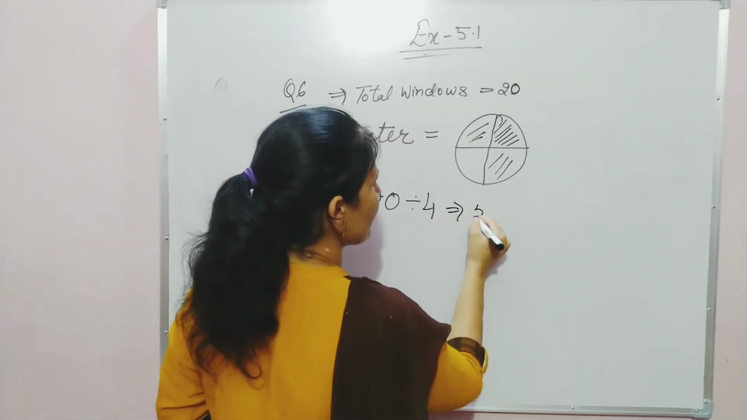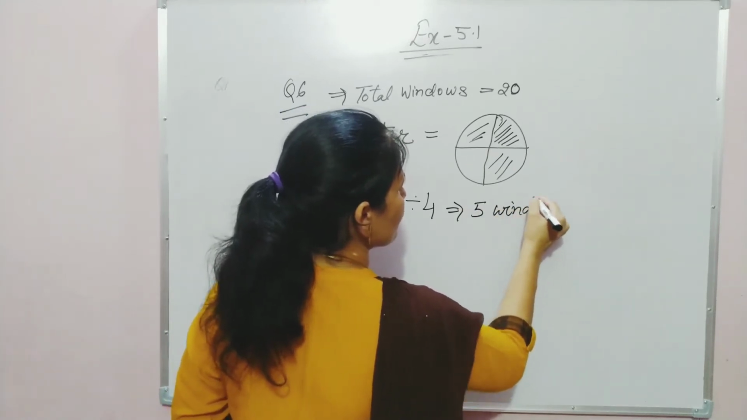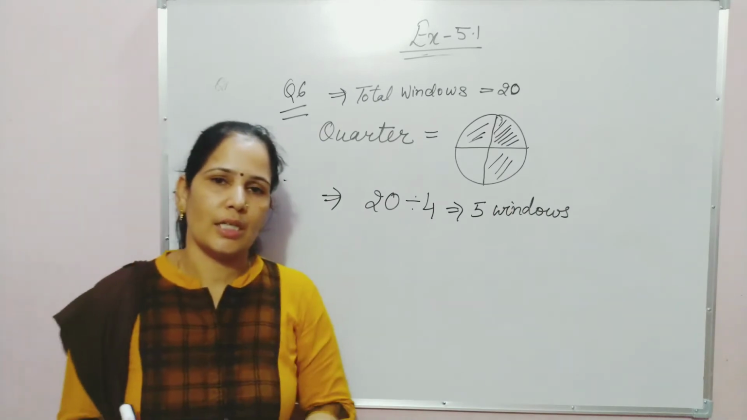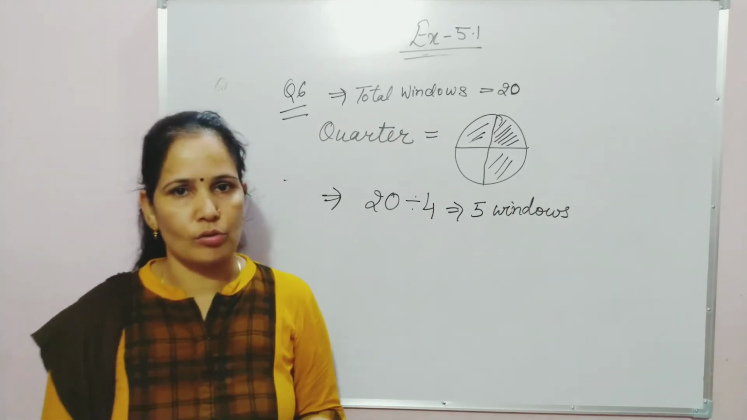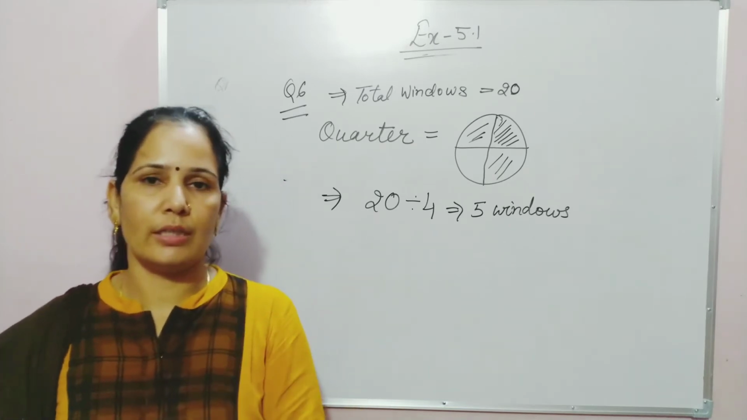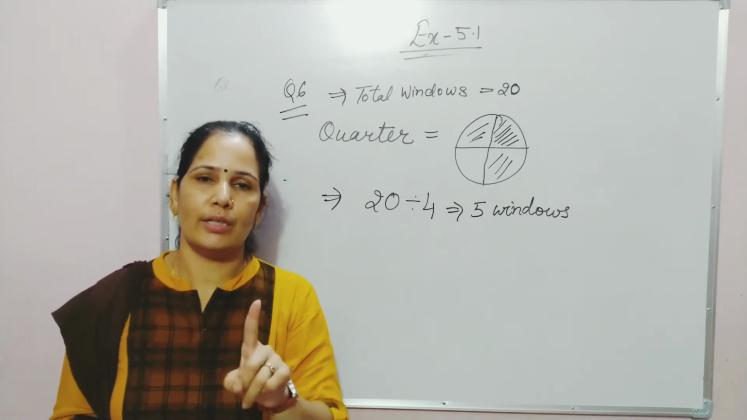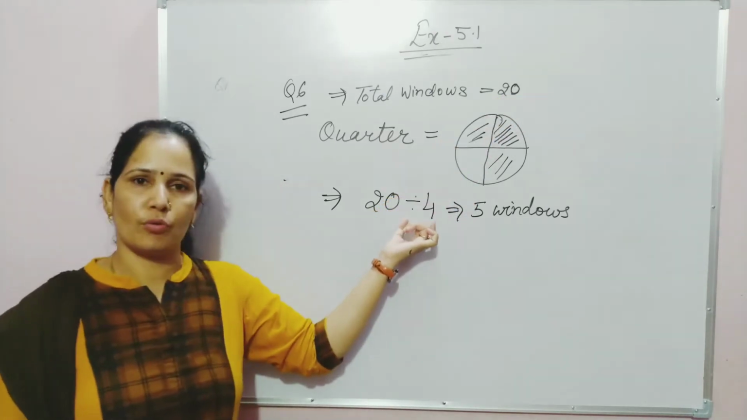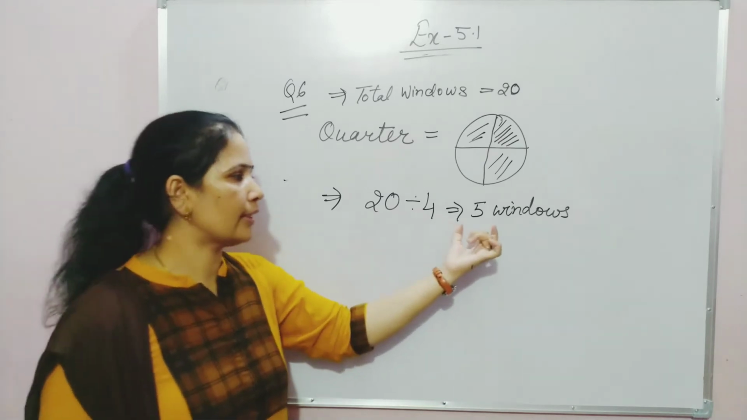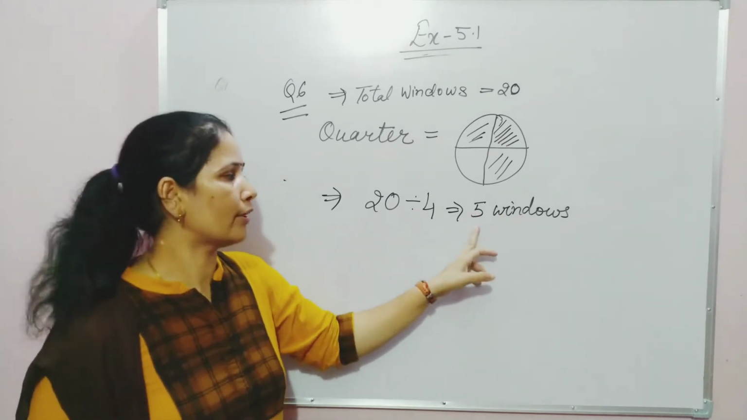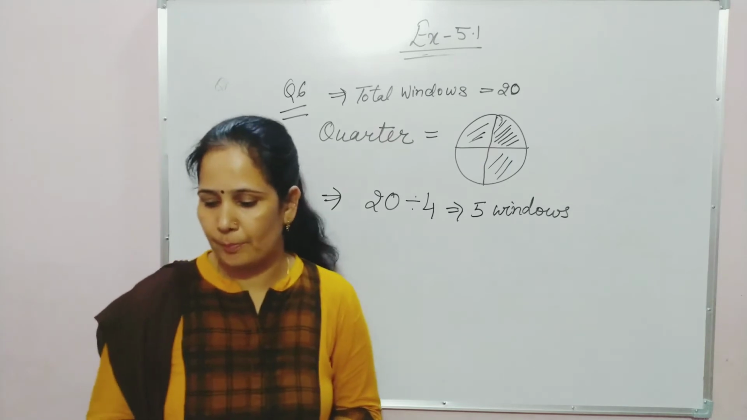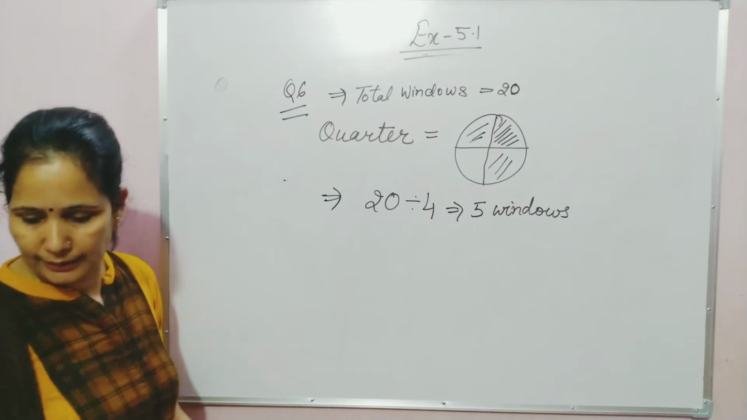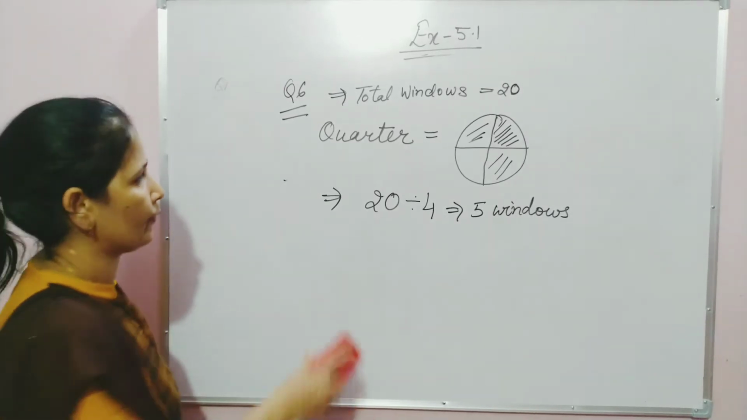Now how many windows have they repaired? 5 windows. Okay students, I repeat again. According to the question, in a house there are 20 total windows, and out of 20 they repaired only 1 quarter. To find 1 quarter of the total number, divide by 4. If we divide by 4, then we get 1 quarter windows, and 1 quarter windows are 5. That means that person repaired only 5 windows. This is our question number 6. Do we have to write the fraction for this one? No.